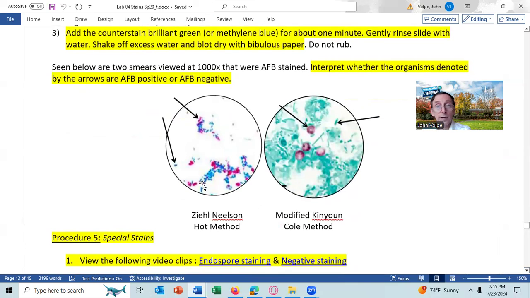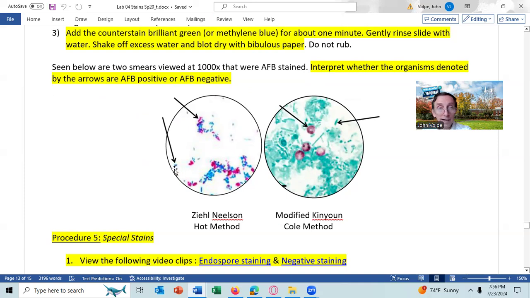Here are 2 smears below showing you acid-fast positive bacteria and acid-fast negative bacteria. And you need to interpret whether the organisms denoted by the arrows are acid-fast bacteria positive or acid-fast bacteria negative. So each arrow should have a discussion. And if you can't put the name or the type of bacteria by the arrow, then just stick it someplace after or before the picture. Okay? And you can discuss it.